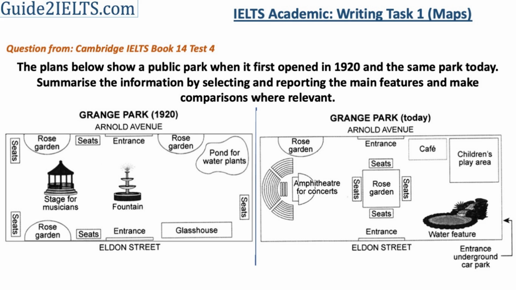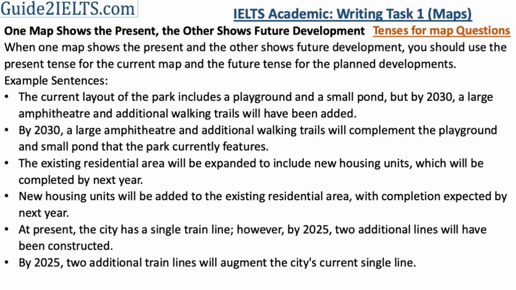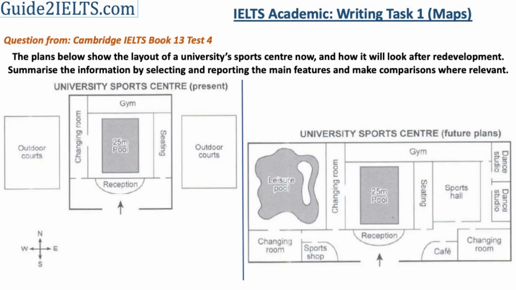When one map shows the present and the other shows future development, you should use the present tense for the current map and the future tense for the planned development. For example, the current layout includes a pool and a changing room, but after redevelopment, another pool and two changing rooms will have been added. In each of the cases, I have mentioned a few other example sentences on the screen. These will give you ideas about how you can vary the vocabulary and how you can vary the sentence structures.